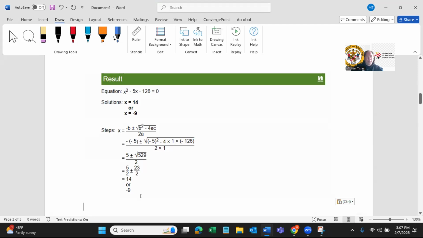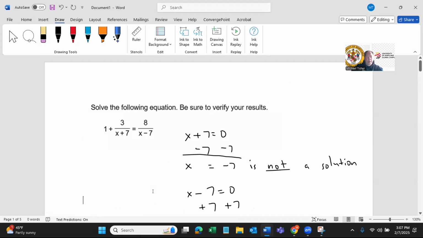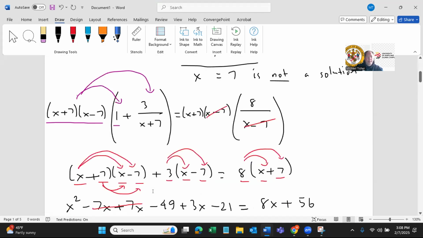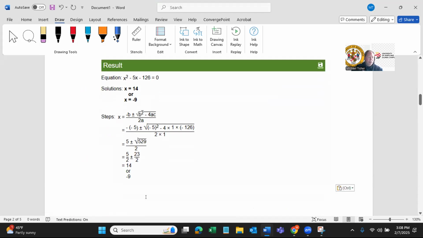Okay, now let's verify 14 and negative 9. Now, if you remember earlier, we threw out the numbers -7 and 7. They did not come up at the end here. So instead we get 14 and negative 9. So 14 and negative 9 may be just fine. But let's check this just to make sure. All right, so it says according to directions, we have to verify our results. So to verify, let's check these answers.